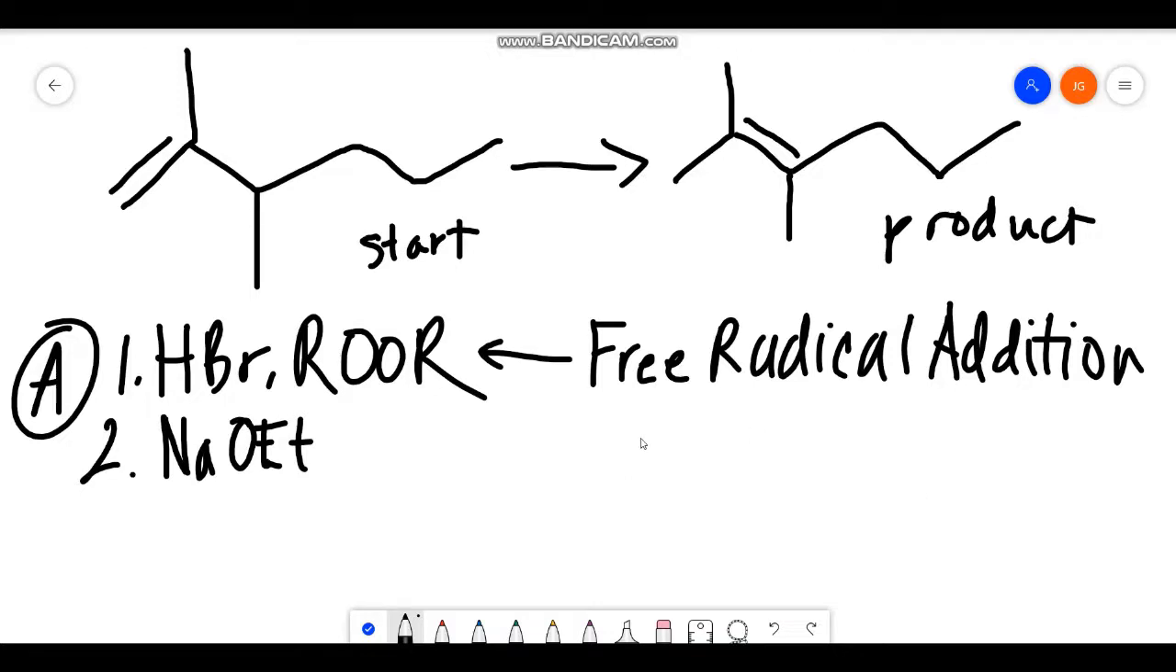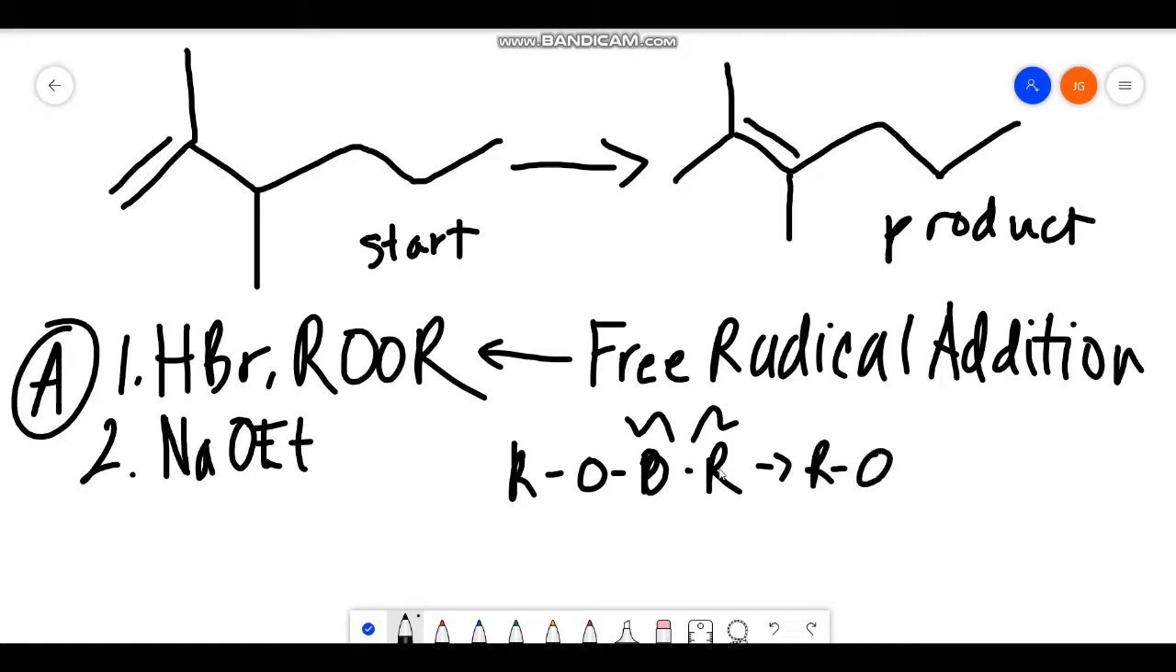So what's going to happen here is you're going to have your peroxide, and it's going to be bonded like this, and you're going to use your fishhook arrows to break this bond between the O and the R group to get RO and RO. Next, you're going to have one of these RO groups, same thing, along with your hydrobromic acid. And again, you want to use your fishhook arrows to show them being bonded together.